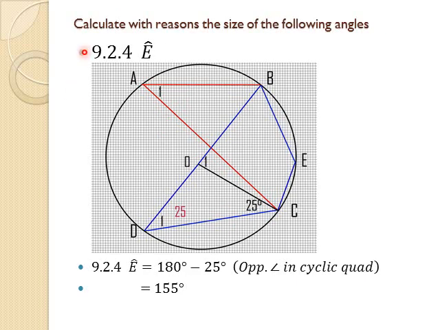Look at the next problem. Calculate with reasons the size of E. So there in blue, T is on the circumference, B on the circumference, E on the circumference, C on the circumference. If D1 is 25, the opposite angles of a cyclic quad, you see that cyclic quad in blue, must add up to 180. So E equals 180 minus 25, opposite angles in the cyclic quad, therefore equals 155. I could have also worked from that 25, you see 25 plus 155, there's also a cyclic quad. So it's your choice which one you decide to use. Look at the next exam question.